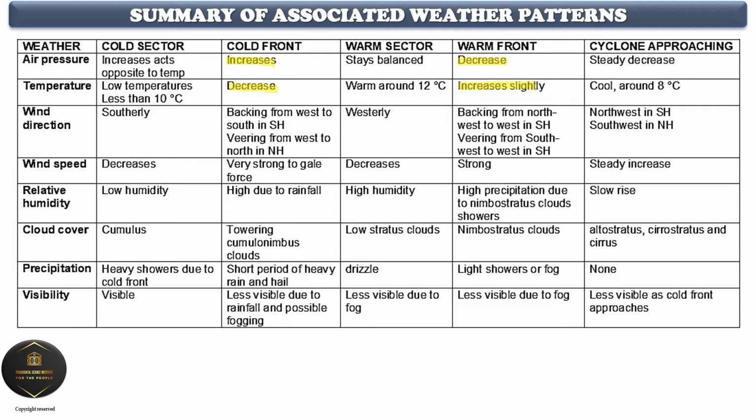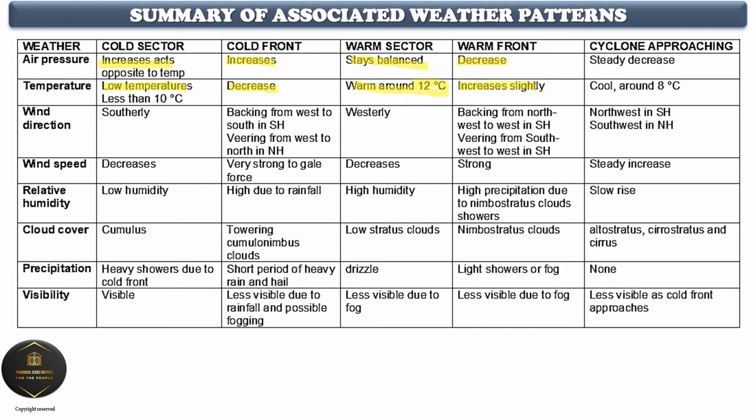Now, what happens to the cold sector? Remember, the cold sector has cold air, so we are going to have an increase in pressure, and we are going to have low temperatures that are lesser than 10 degrees Celsius. While with the warm sector, remember, it has warm air, so our air is around 12 degrees Celsius and above, and our pressure stays a bit balanced. So that's what you will be having.